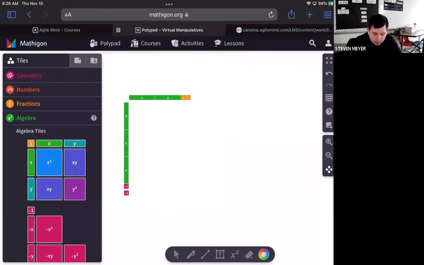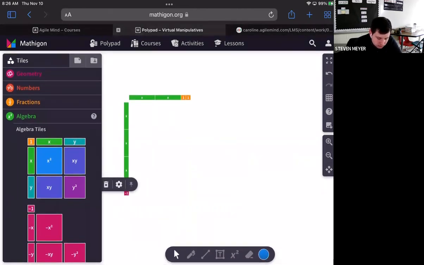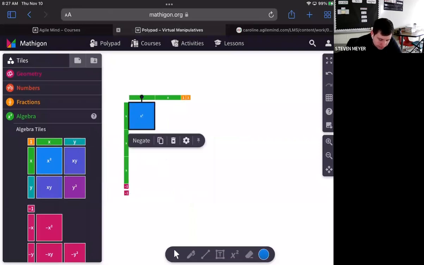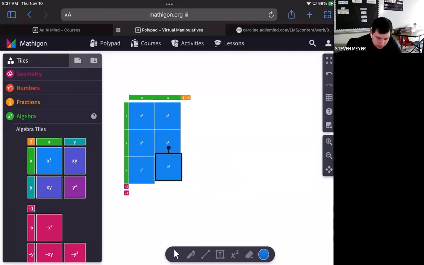So I know here we're going to be able to fit 3 of the big blue x squareds. So this represents 6x squareds. And then on the left side, 1 times x is 1x. So I have 2 times 3x's, which will equal 6x's. So I need 6x's that fit right here.